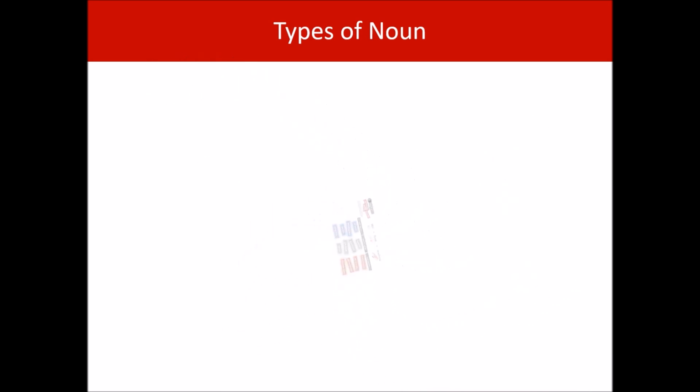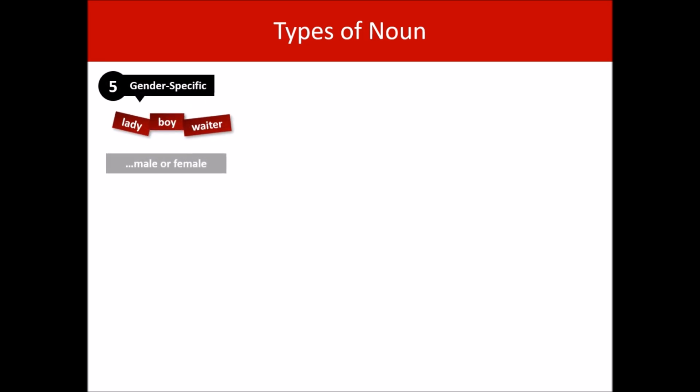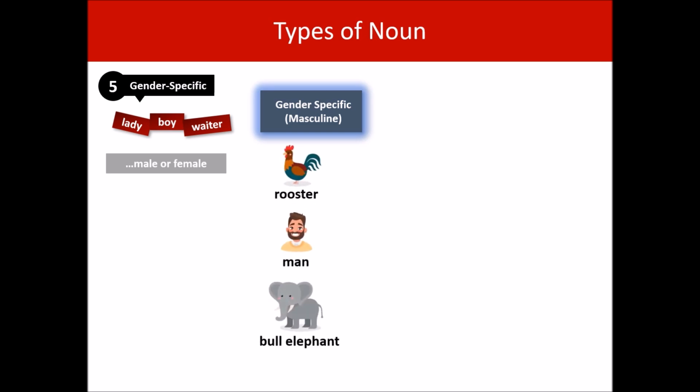Next, gender-specific nouns. Example: lady, boy, waiter. These are nouns that are specifically male or female. So let's look at some masculine ones, some male ones. A rooster, it's always a he. A man, always a he. Bull, elephant, always a he.